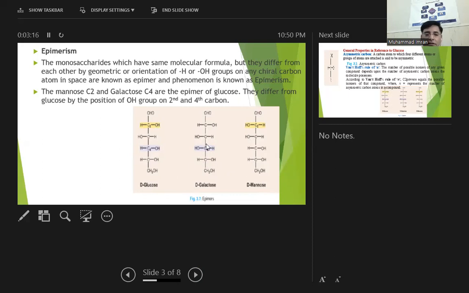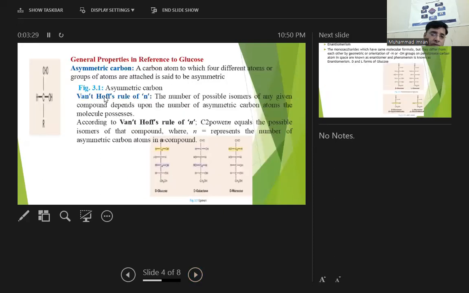Similarly, we can have 16 epimers of glucose according to Van't Hoff's rule. What is the formula of Van't Hoff's rule? It is 2 to the power n, where n stands for the number of chiral carbons. If the number of chiral carbons increases, the number of isomers of the given compound will increase.